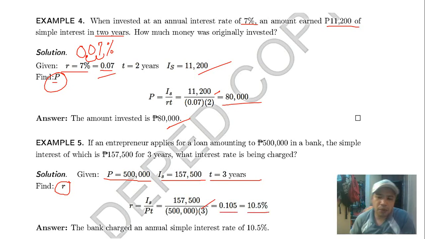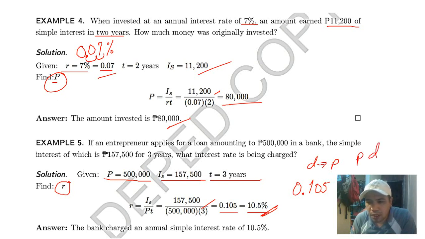That became 10.5%. When it's a rate, our answer is always in percent. So, by the way, for 0.105, decimal to percent, we move two places to the right. When percent to decimal, we move to the left. So, decimal to percent, to the right, 1, 2, and that gives us 10.5%. There, right? Charged an annual simple interest rate of 10.5%.